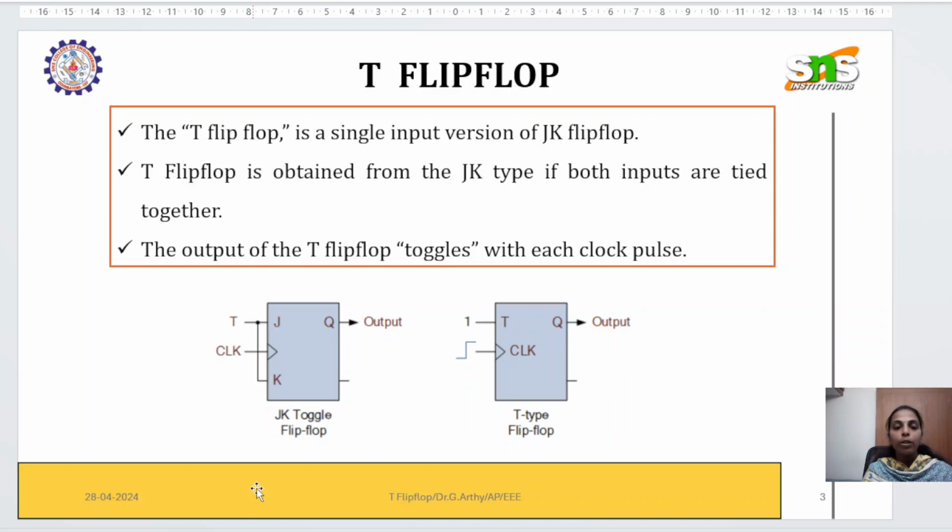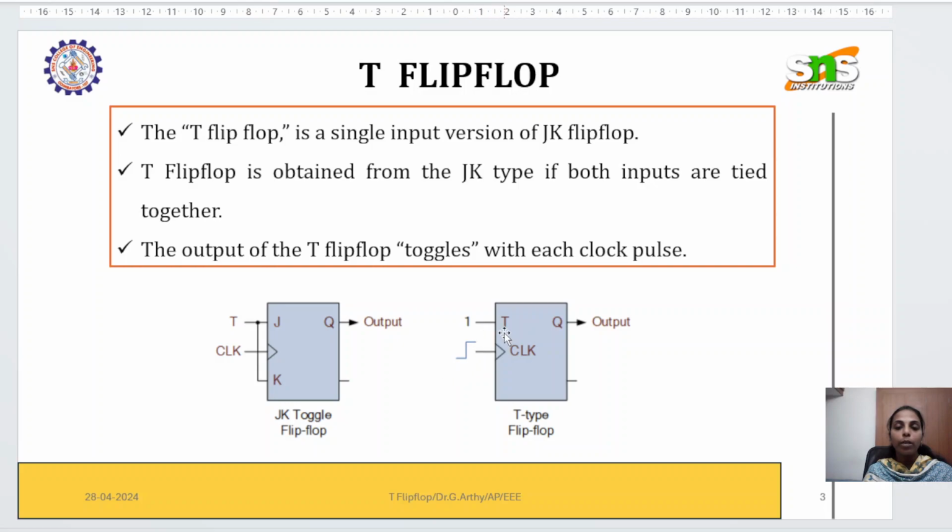So this is the symbol of a JK flip-flop. J and K are the two inputs. This is the clock being given. It has two outputs, Q and Q dash. If you see, when J is equal to K is equal to T, then it becomes a T flip-flop. That is, J is equal to 0, K is equal to 0, or J is equal to 1, K is equal to 1. Only these two states exist. So instead of two different inputs, I can give one input.